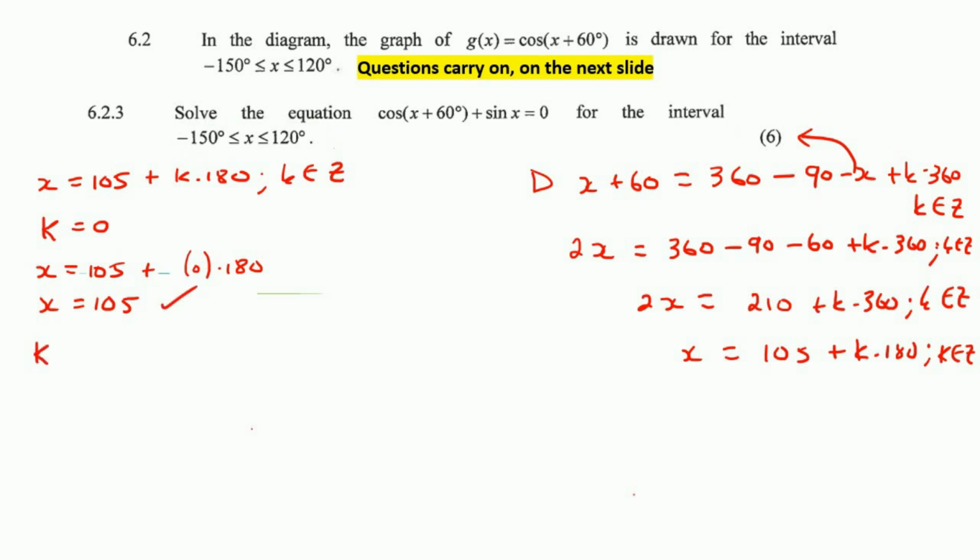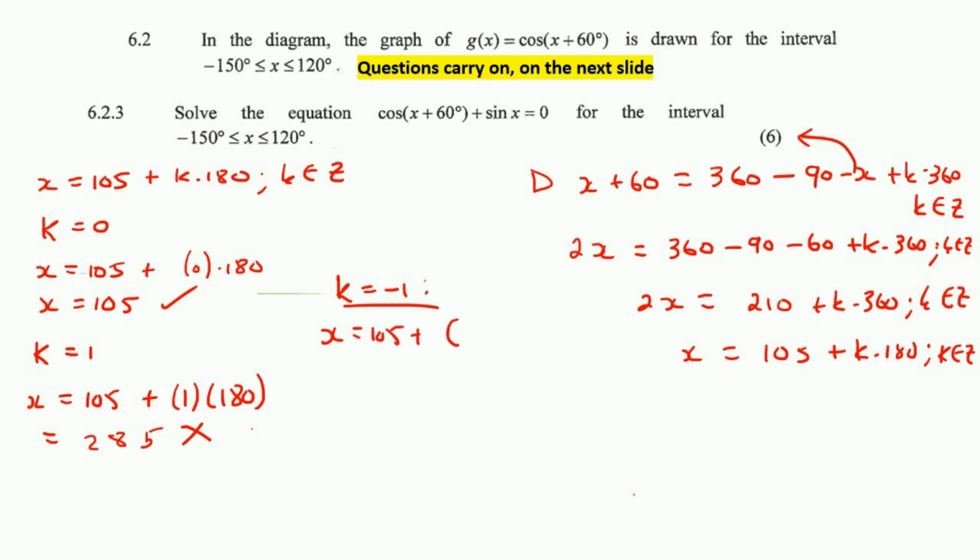So that's a good one. Lovely. Let's move on. Let's try k equals 1. So that means x equals 105 plus 1 times 180. How much is that? 285, which is too big. They said the answer must be there, so this one is not good. Okay, so now we go back down to k equals minus 1. So that would be x equals 105 plus minus 1 times 180. And if we had to work that out, we get minus 75. Is that too big? No, it's not, because it's still inside here, so that's a good one.